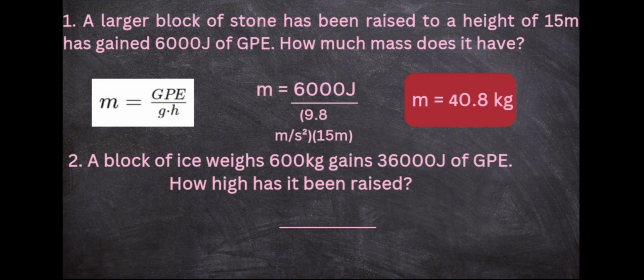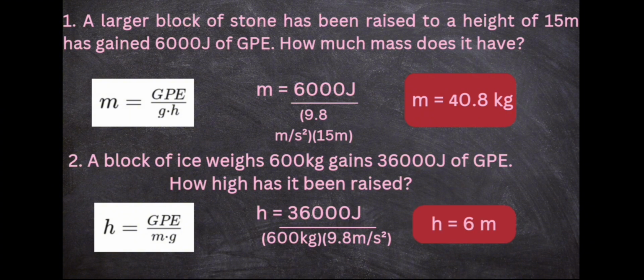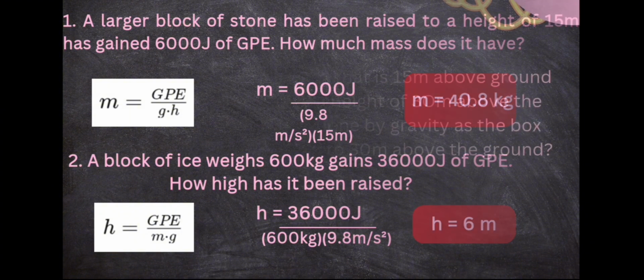For number 2, we need to find the height of the ice. The formula is height is equal to GPE over mass times gravity. Our GPE is 36,000 joules and our mass is 600 kg multiplied by 9.8 meters per second squared, which is equal to 6 meters. So our height is 6 meters.